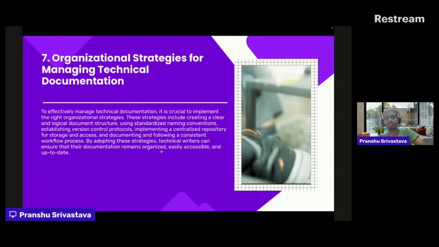And these organizational strategies are something that you need to discuss with the maintainers and collaborate with the other people in the project, so that you can work with them and create good and organized technical documentation that is consistent across all the pages.